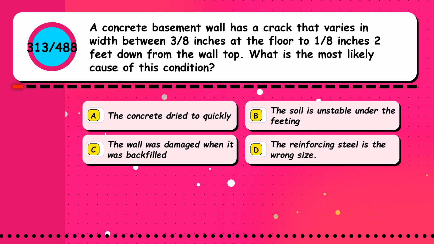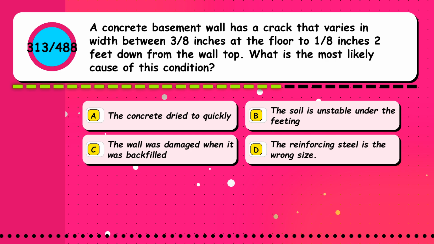Question 313. A concrete basement wall has a crack that varies in width between 3/8 inches at the floor to 1/8 inches 2 feet down from the wall top. What is the most likely cause of this condition? Option A, the concrete dried too quickly. Option B, the soil is unstable under the footing. Option C, the wall was damaged when it was backfilled. Option D, the reinforcing steel is the wrong size.